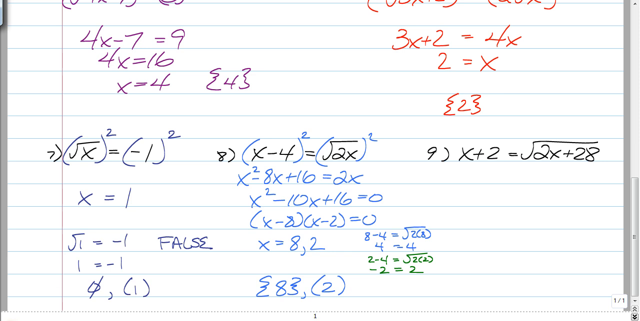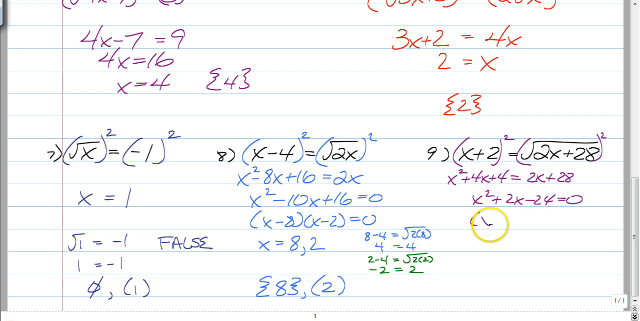Same example, number 9. We're going to square both sides. That's going to give us x squared plus 4x plus 4 is equal to 2x plus 28. Get everything over on one side, and we're going to have x squared plus 2x minus 24 equals 0, which is x plus 6 and x minus 4 equals 0. So x is equal to a negative 6 and a positive 4.